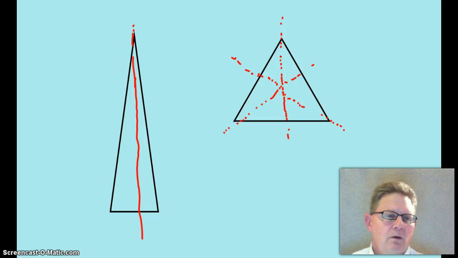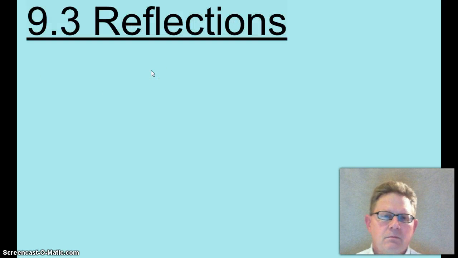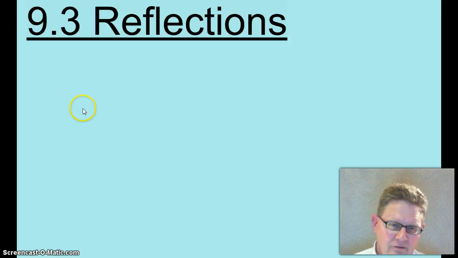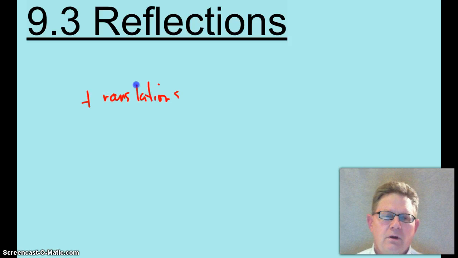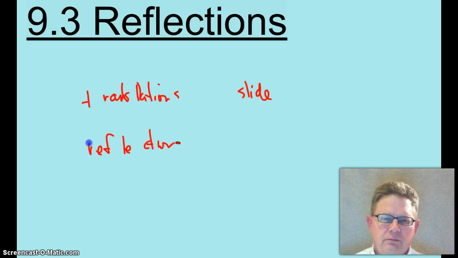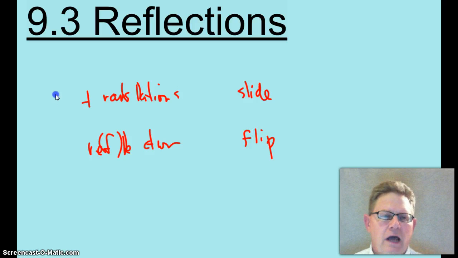Okay. One other thing that I did want to tell you. Last lesson we did translations. Right? Okay, it's got S and L in it to help you remember that it's a slide. A reflection has an F and L in it to help you remember that it's a flip. Alright, this will conclude Honors Geometry 9.3 Reflections.